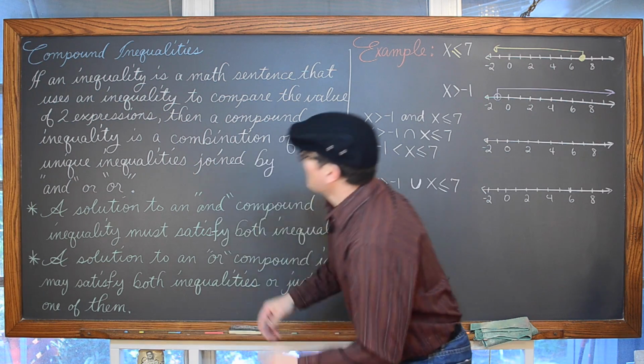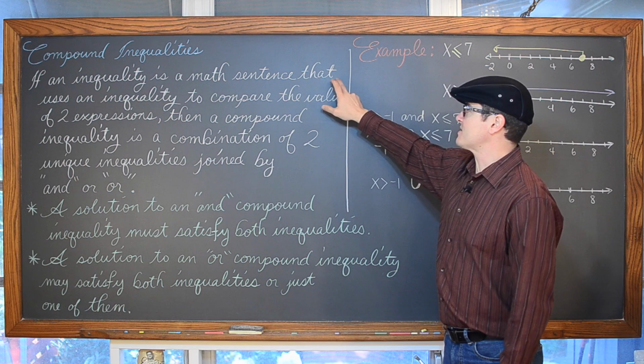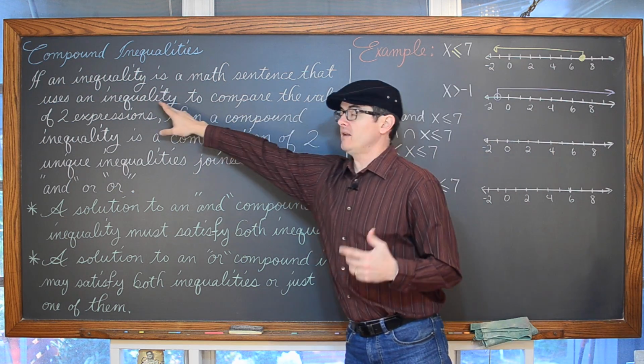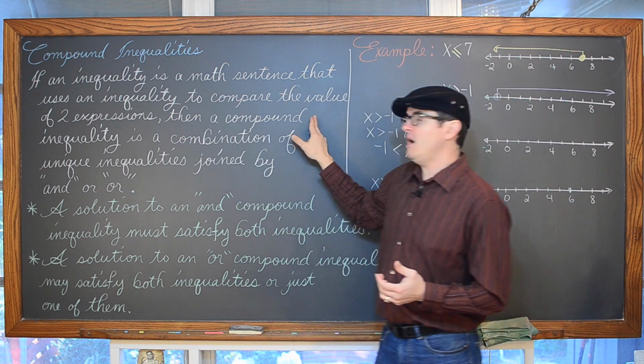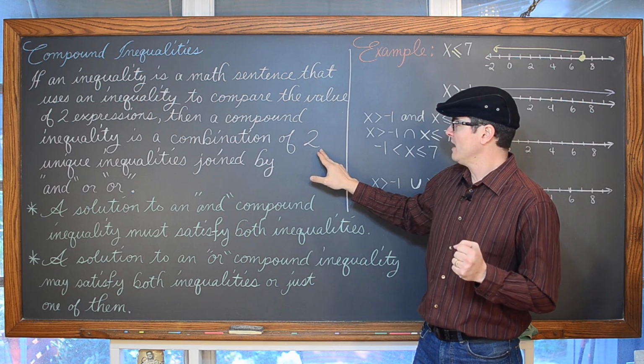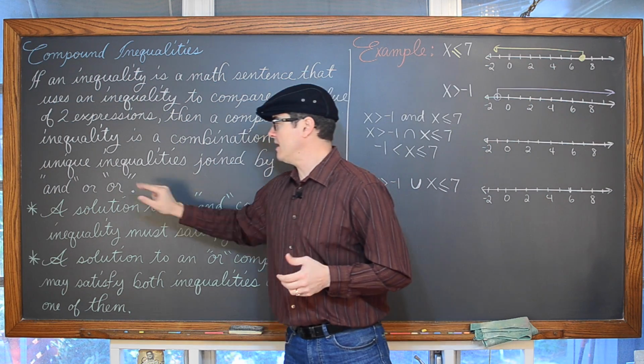Okay, so a compound inequality. Well, if an inequality is a math sentence that uses an inequality symbol to compare the value of two expressions, then a compound inequality is a combination of two unique inequalities joined by the word and, or.